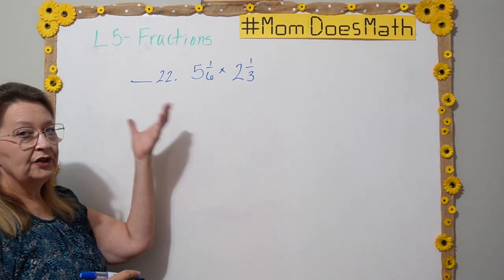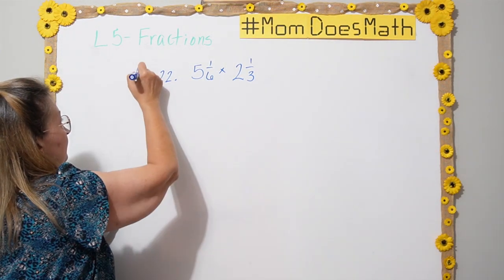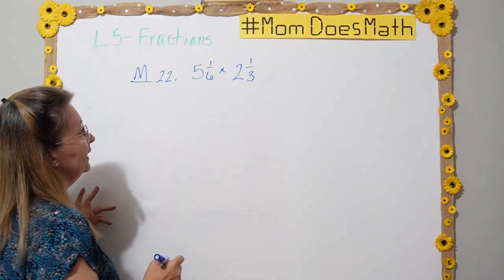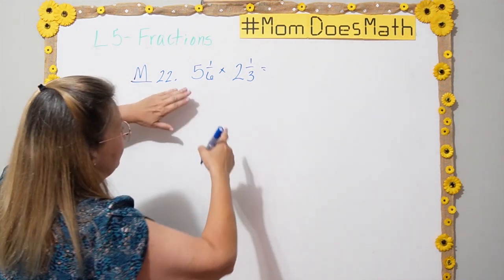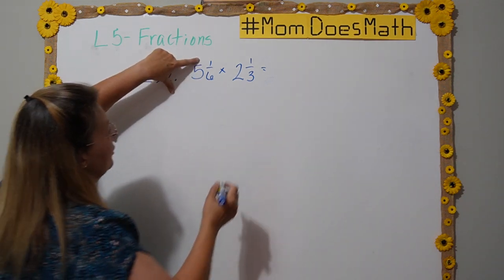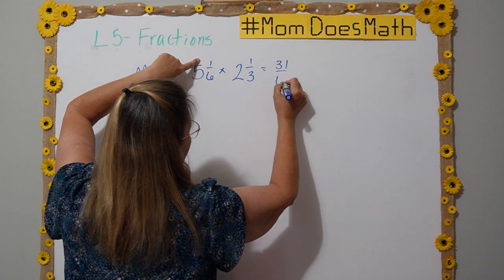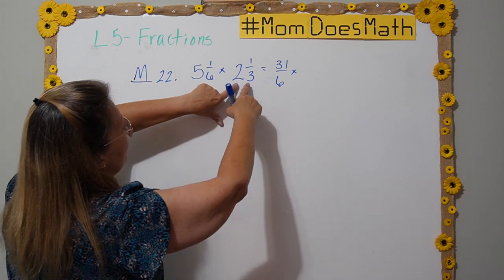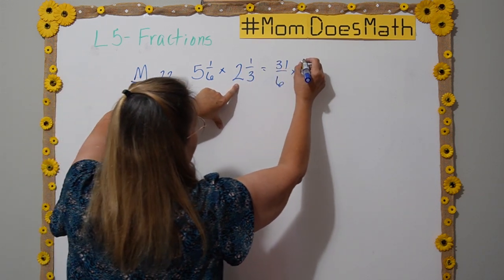Okay, number 22 is a multiplication problem, so it gets an M in the blank. And I'm going to change both of these to improper fractions. 6 times 5 is 30, plus 1 is 31/6, times 3 times 2 is 6, plus 1 is 7/3.